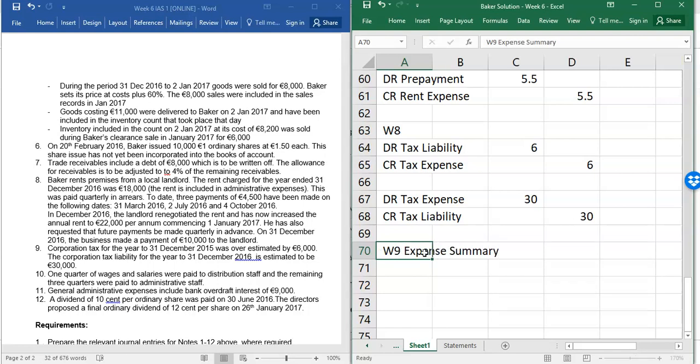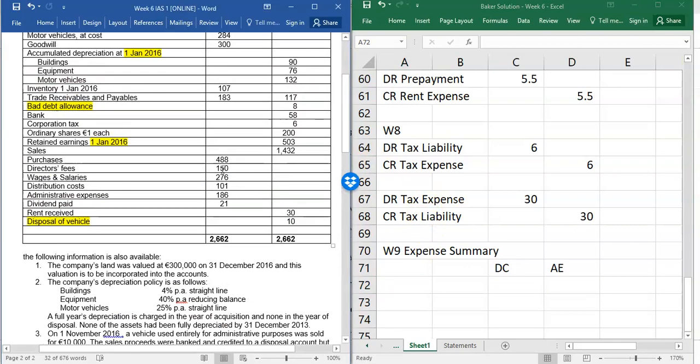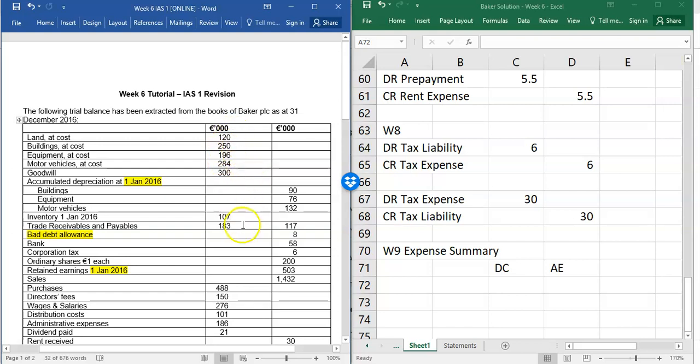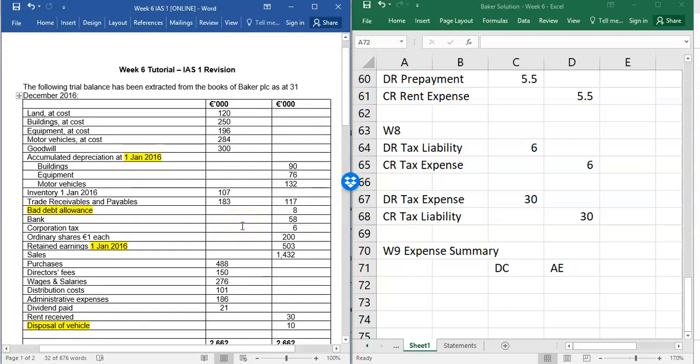So we're going to do working 9 then, an expense summary. We're going to try and get a single figure for distribution costs and a single figure for admin expenses. So it's good practice to do this as the working because there can often be a lot of expenses going in here, and it's good discipline to work down through your trial balance and slot them in as you go along, because often students will end up leaving things out and then by default losing marks.